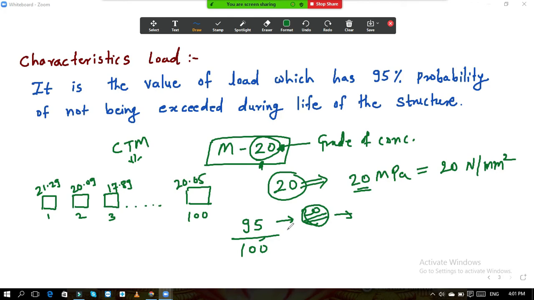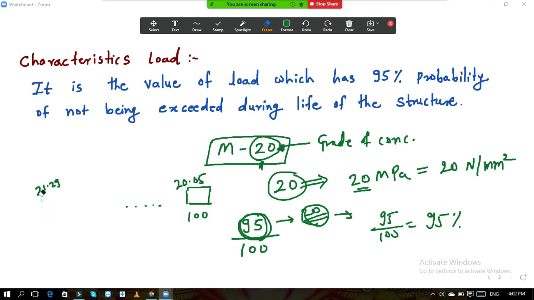And the load corresponding to that strength is generally the characteristic load, and the characteristic load has a probability. That is why we have taken 95 here. 95 by 100 means 95%. So it has a 95% probability that the load will not be exceeded during the lifetime of the structure. This type of load is called the characteristic load.